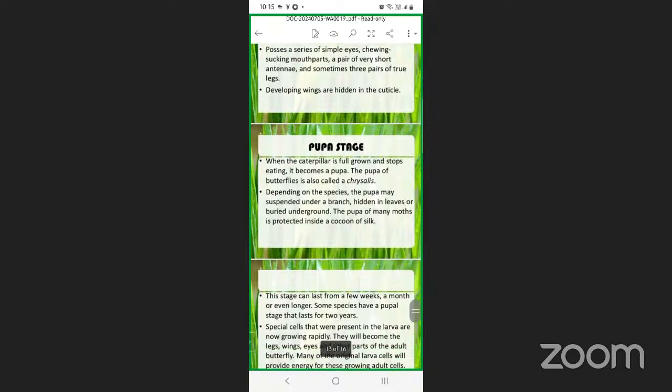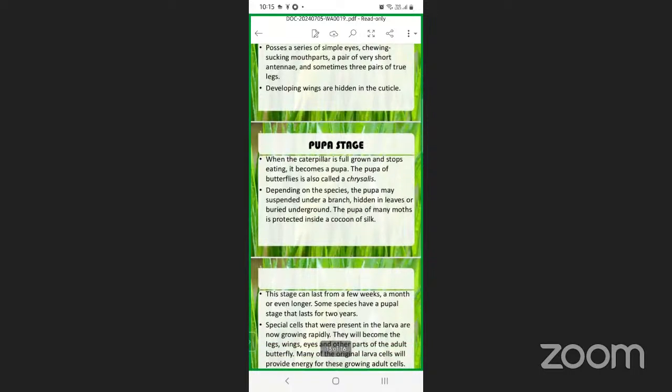And when we come to the pupa stage, when the caterpillar is fully grown and stops eating, it becomes a pupa. The pupa of butterflies is also called a chrysalis. Depending on the species, the pupa may be suspended under a branch, hidden in the leaves, or buried under the ground. The pupa of many moths is protected inside a cocoon of silk.